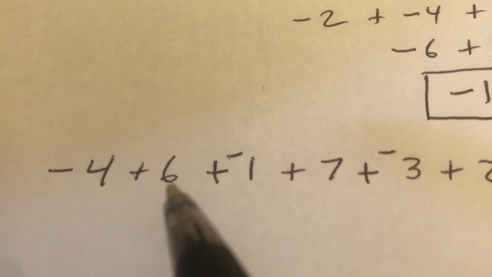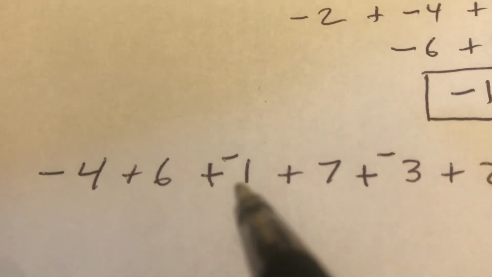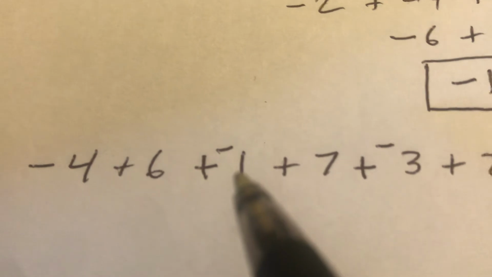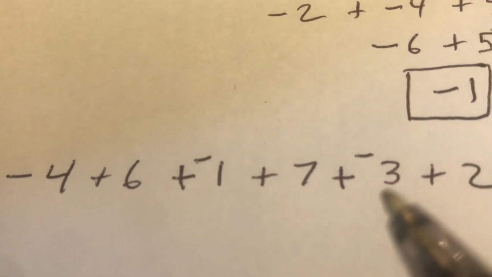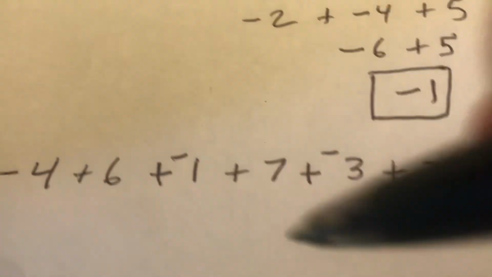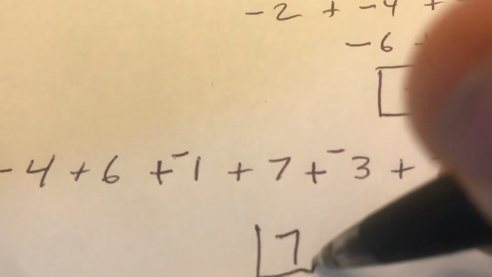Negative 4 plus 6 is 2. 2 plus negative 1 is 1. 1 plus 7 is 8. 8 plus negative 3 is 5. And 5 plus 2 is 7.